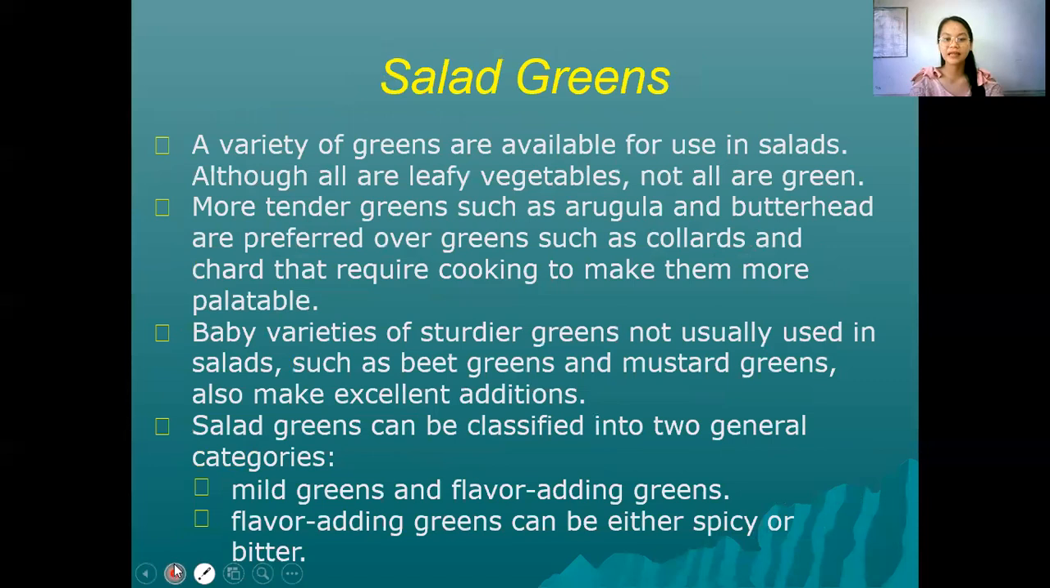Now let's proceed to salad greens. A variety of greens are available for use in salads. Although all are leafy vegetables, not all are green, because some leafy vegetables have their own colors, right? More tender greens such as arugula and butterhead are preferred over greens such as collards and chard that require cooking to make them more palatable.